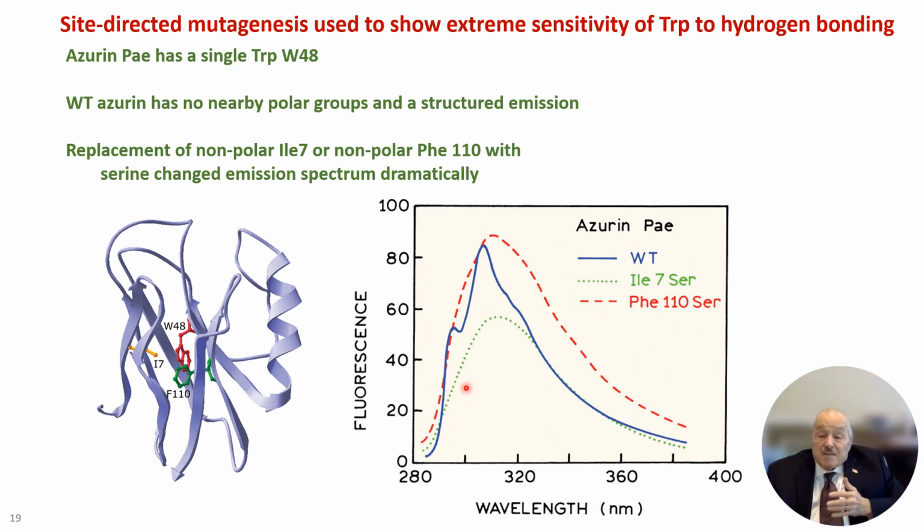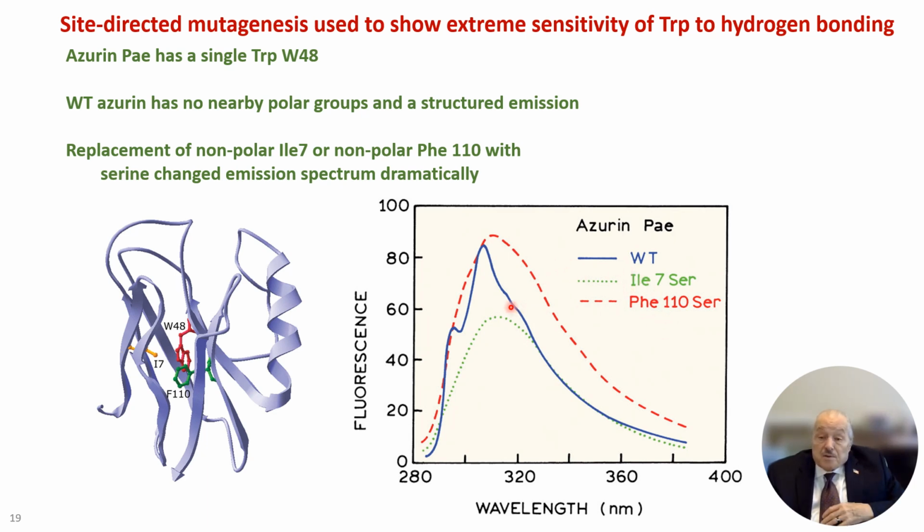This next one I think is even more amazing. This could have never been done without the technology for site-directed mutagenesis, but this was another azurin that had a single tryptophan residue in it, and it was noted in the crystal structure that there were no polar residues around the tryptophan residue. So when you looked at its emission spectrum, it looked like the previous one, the structured 1Lb emission.